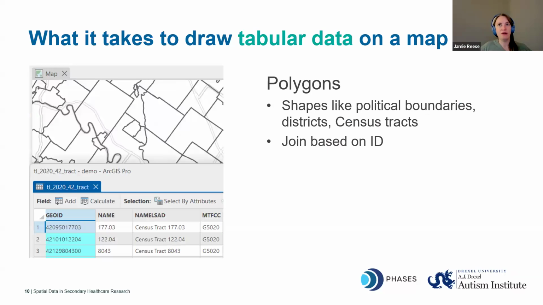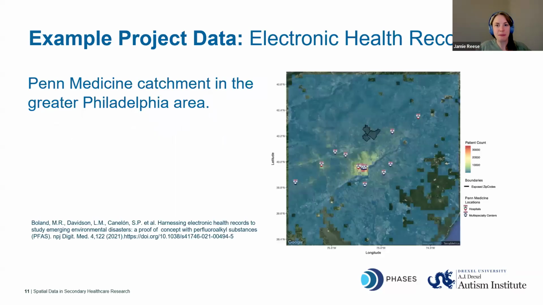If you are looking to bring in something that looks like a shape on a map, such as a political boundary or census tract, then you'll need to join based on some identifier. With the census, you'll see GeoID or FIPS. Having that field in common is what allows you to draw your data on a map.